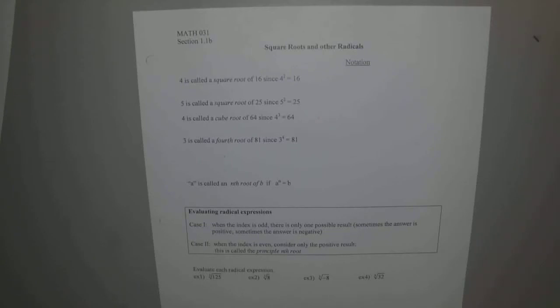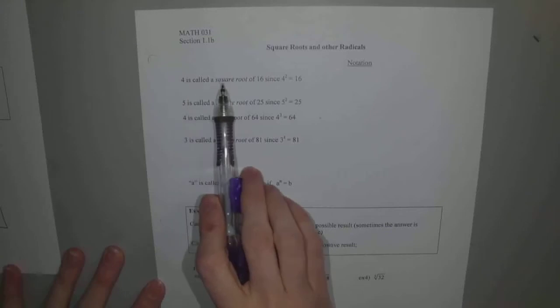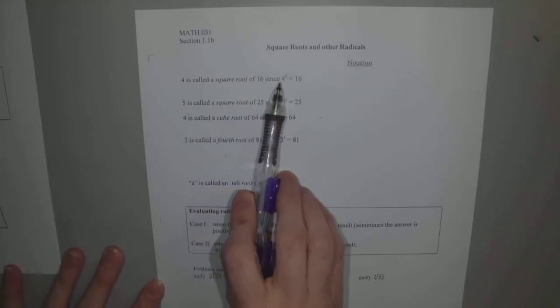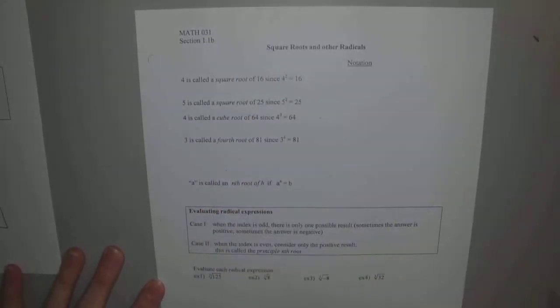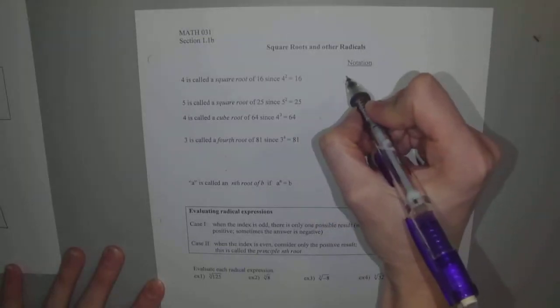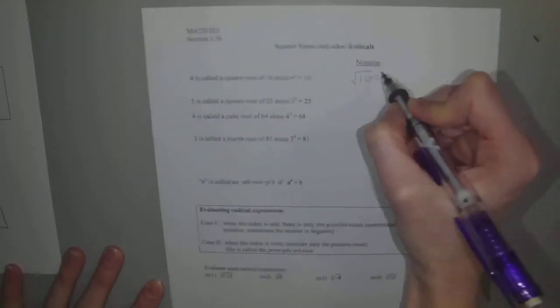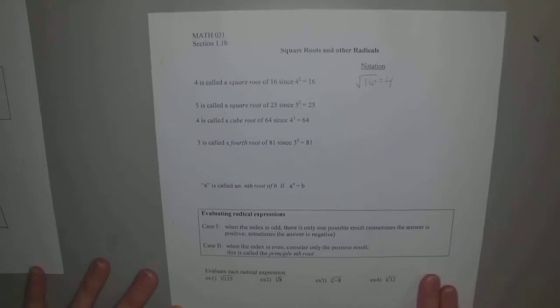perfect, okay? So the whole idea of a square root, cube root, fourth root is that when you square that number, you get the inside number. So 4 is called the square root of 16 because if you were to square 4, you got 16. So how do we show the square root feature? The square root of 16 is 4.